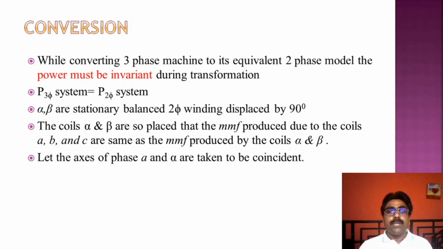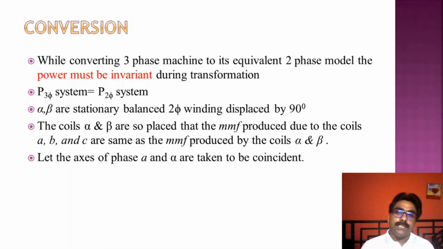Now we are going to see how we can perform the transformation from three phase to two phase. The important constraint to be taken into account is that when you are making the transformation, the power in the three phase system and the two phase system should remain the same. It shouldn't change. So the power must be invariant when you are performing the transformation from three phase to two phase, right? Here we are moving from the three phase system, that is ABC, to alpha beta. Alpha beta are stationary balanced two phase windings displaced by 90 degrees.